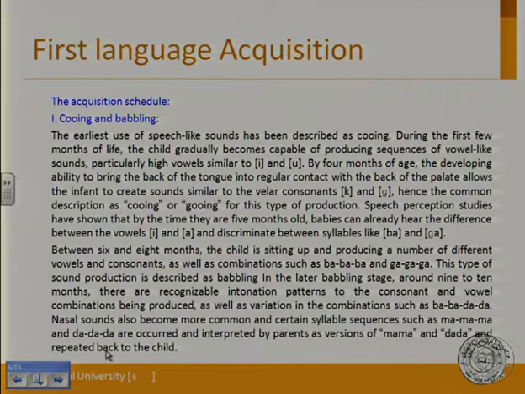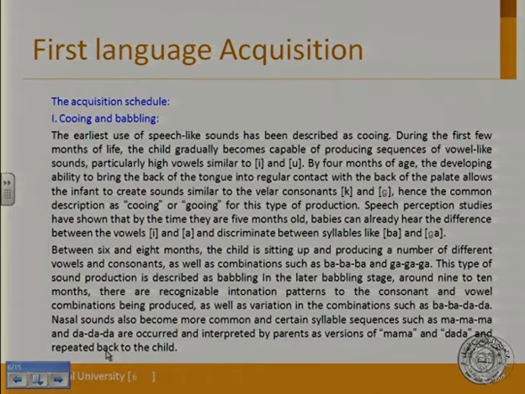Now, there are some stages for acquisition, starting with cooing and bubbling. The earliest use of speech-like sounds has been described as cooing. During the first few months of life, the child gradually becomes capable of producing sequences of vowel-like sounds, particularly high vowels. By 4 months of age, the developing ability to bring the back of the tongue into regular contact with the back of the palate allows the infant to create sounds similar to velar sounds like K or G. Hence, the common description as cooing or gooing for this type of production.